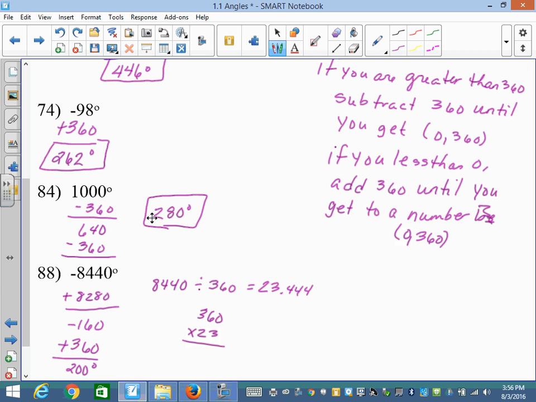We could have done that with this one here as well. We could have done 1,000 divided by 360. We would have gotten however many in there, and gone from there. So we could have done this one the exact same way. Okay, so hopefully you guys are going, okay, not too bad. The algebra, the math, not too bad as we move along.